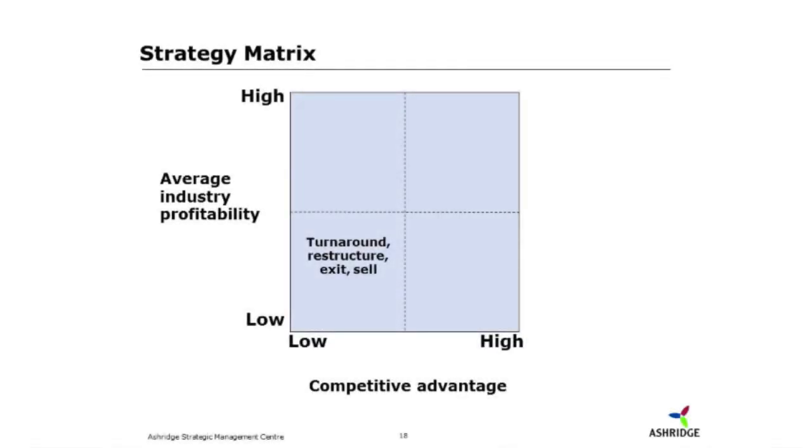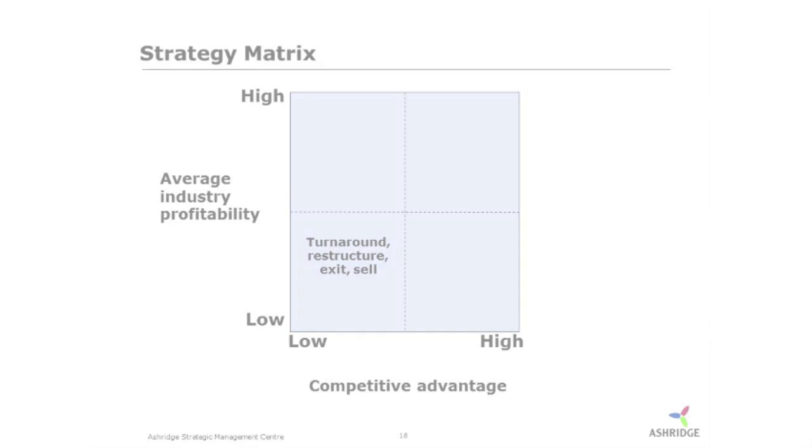Now, why I like this matrix is because it's also quite action-oriented. Once you've placed businesses on this matrix, you can then pretty easily begin to see what you want to do with them, what their mission should be. For example, if you're in the bottom left corner, then their mission is to fix themselves, restructure, or get out of the business, sell it off, close it down.